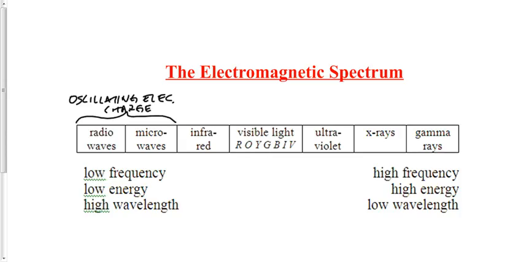Infrared, visible light, and ultraviolet, and occasionally X-rays can be thrown into the mix as well, but not usually. Infrared, visible light, and ultraviolet are all produced by electrons on higher levels in atoms that fall to lower levels, transitions of the electrons in atoms. We're going to talk more about this in our last unit in about 3 weeks.